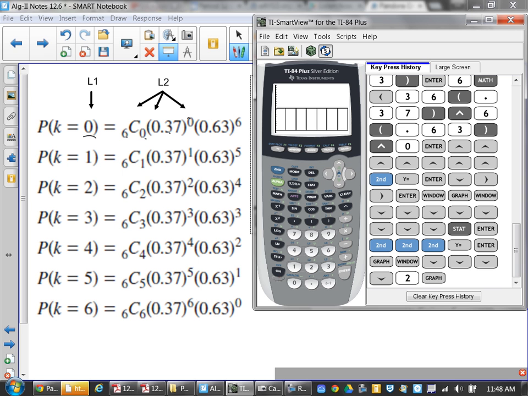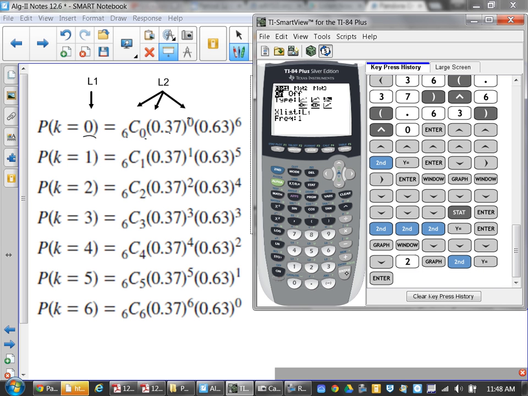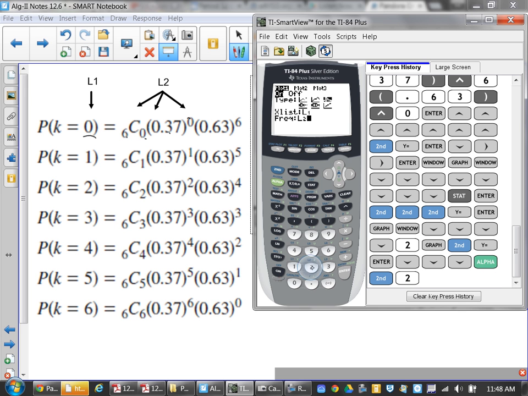Oh, we didn't do this. I'm sorry, my bad. We have to change, see where it says frequency? Underneath stat plot, right now yours is defaulted to 1. Scroll down to that and type in L2. We want to do L2, so you have to hit second 2. What table are you going into? Ah, there it is. And now we should see it.